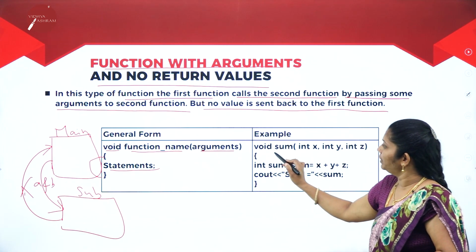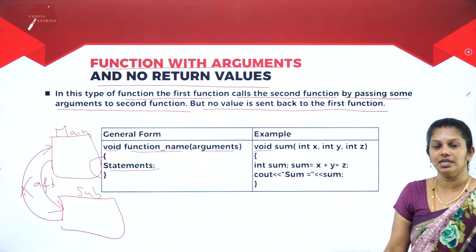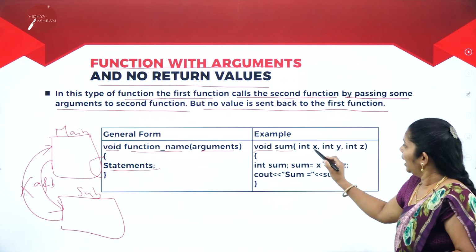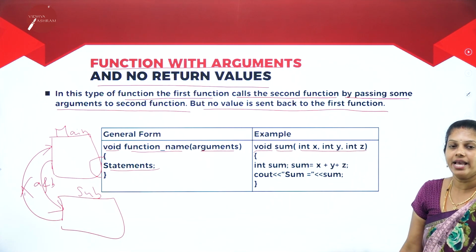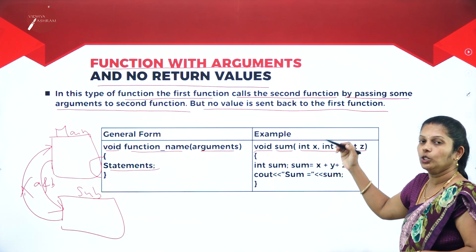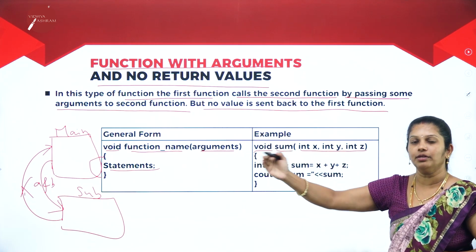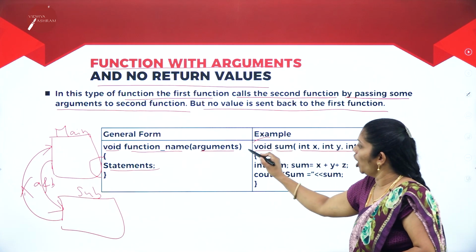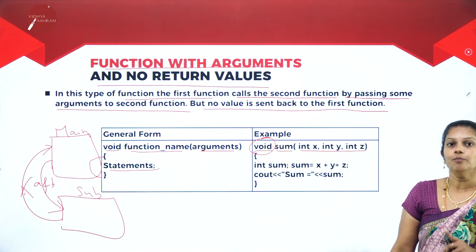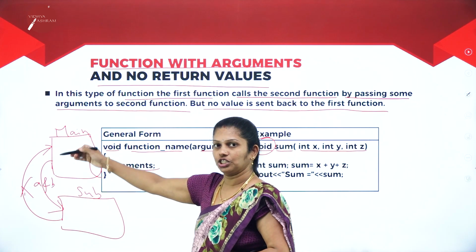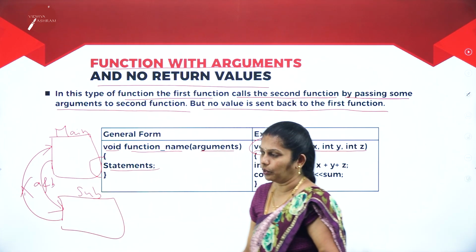If you observe the example, here we have void. It means that no values are returning here. Then the function name we have given is sum, and here we have given three arguments x, y, z, all of type integer. These are the values which are passing from the main program to the subprogram, or from function 1 to function 2. But here we have written void, which means that no values are returning. After calculation, no values are passing from function 2 to function 1, or from the subprogram to the main program.